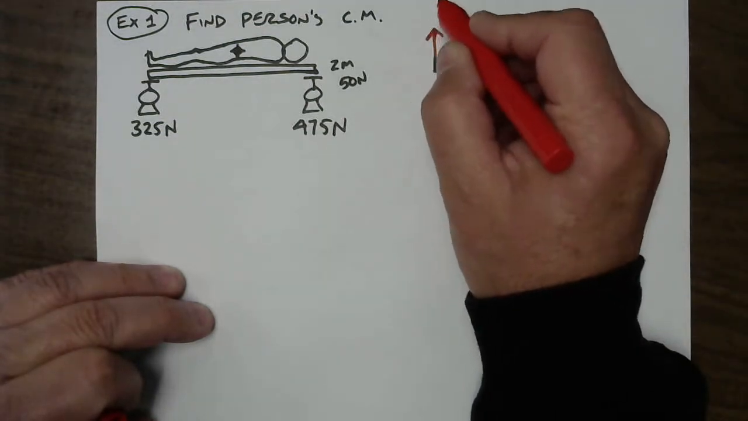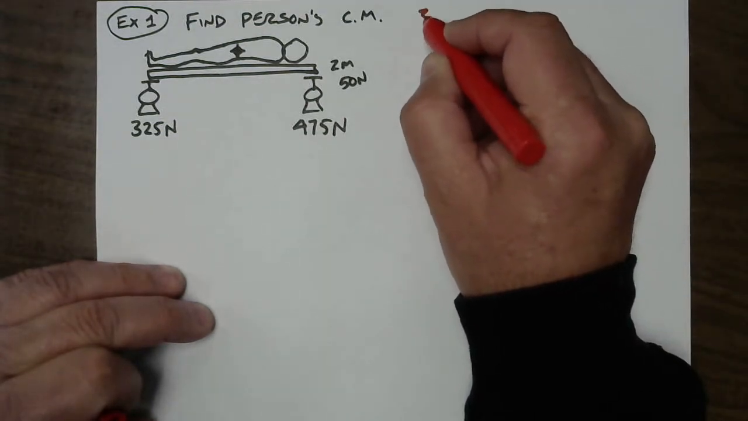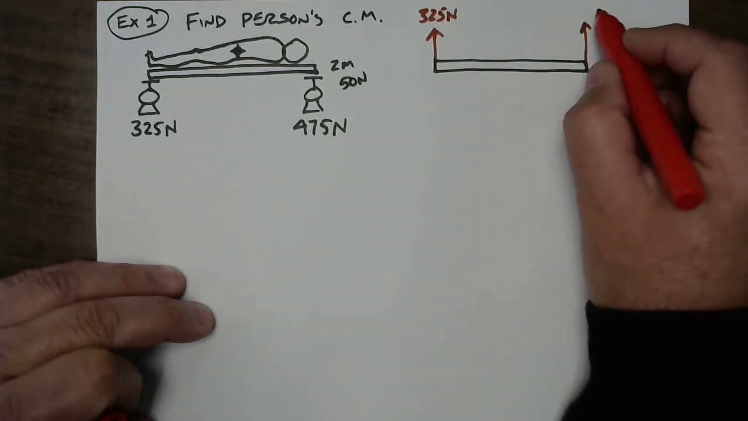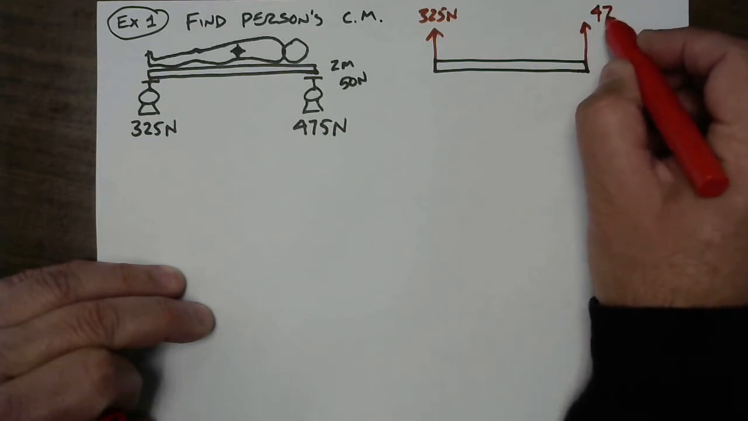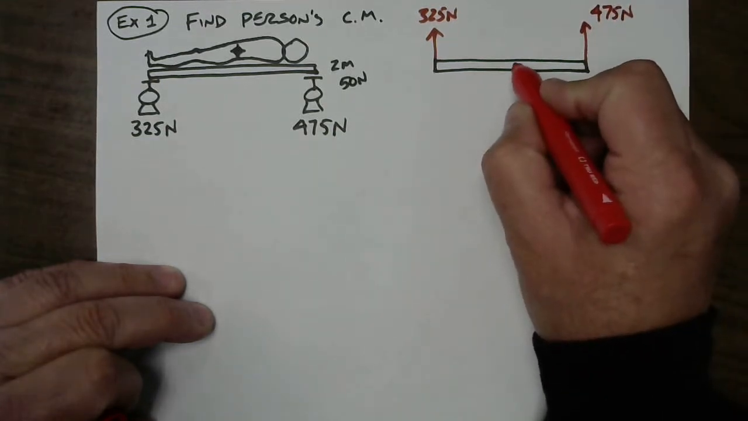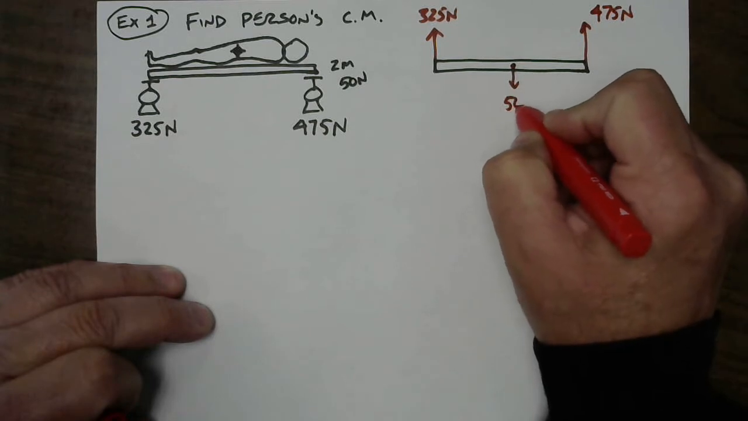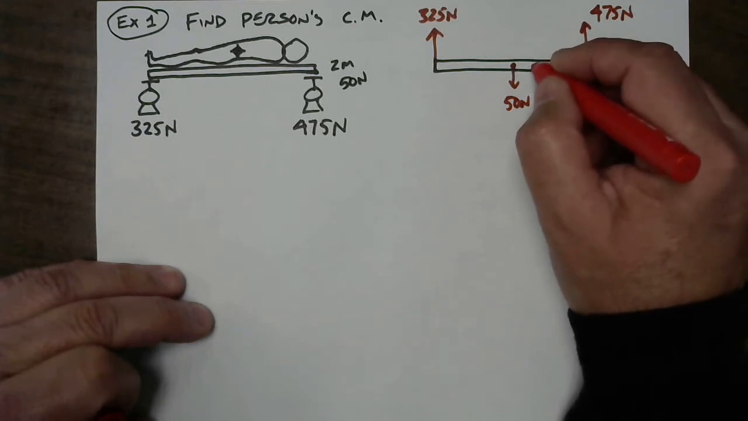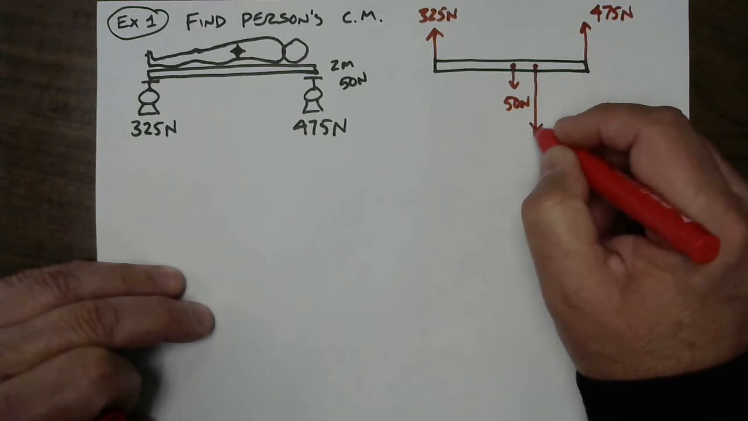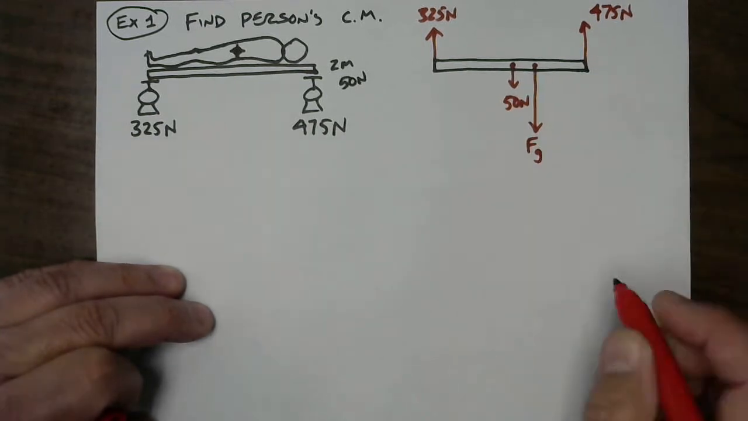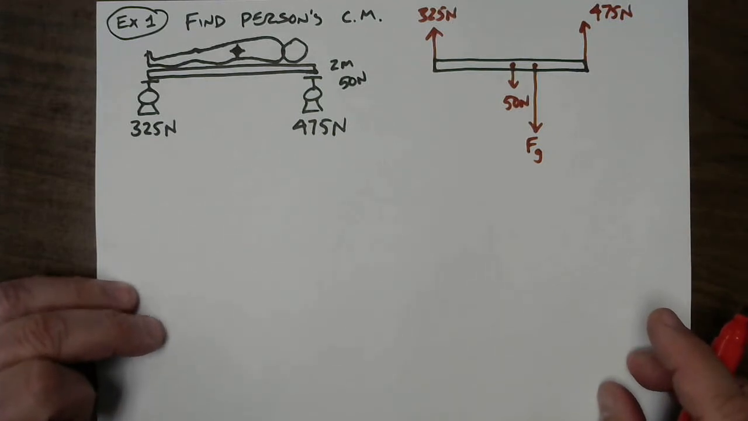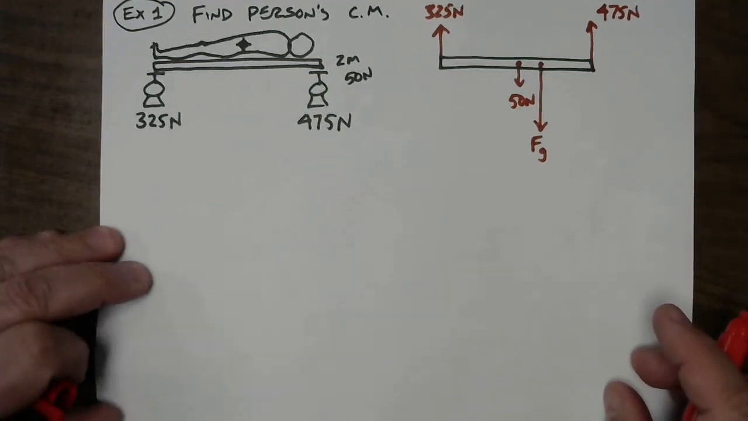Okay, so this is an upwards normal force from the left-hand scale, 325 newtons. And this force here is an upwards normal force from the right-hand scale, 475 newtons. Now at the center of the plank is a downwards force of 50 newtons. And then somewhere here, and I'm going to just put it just to the right of the center of mass here, is the weight of the person. Okay, and so that's our extended body diagram.